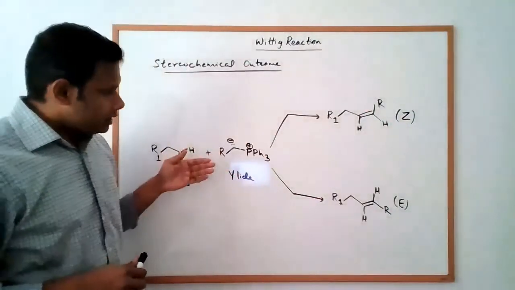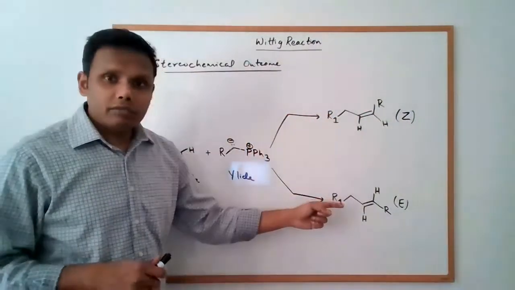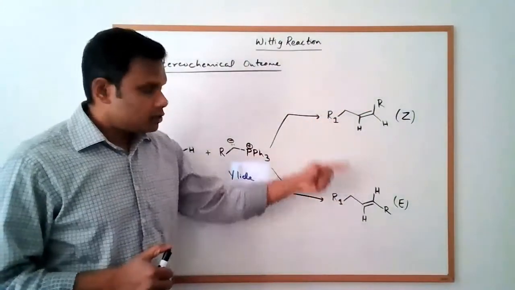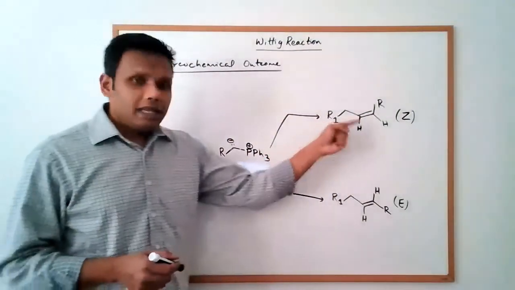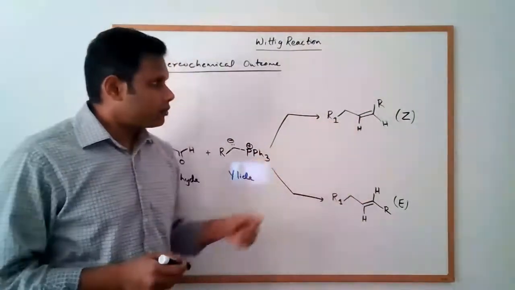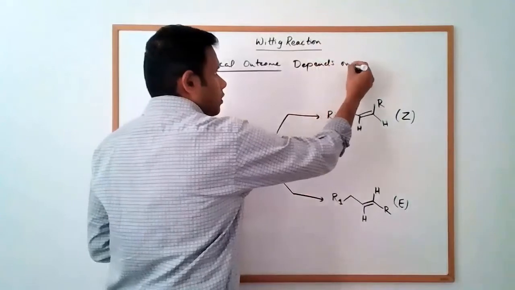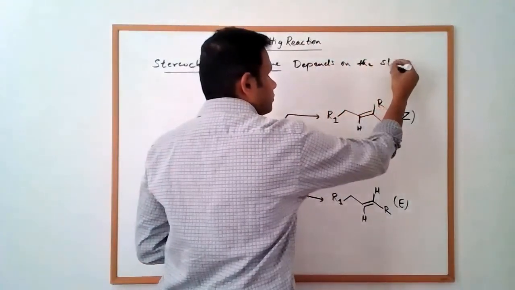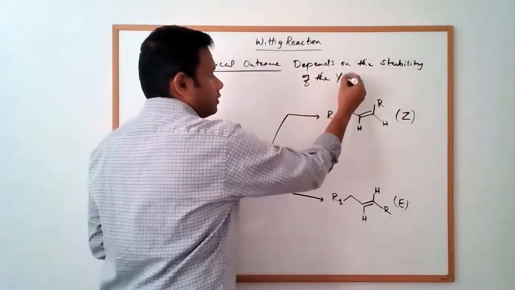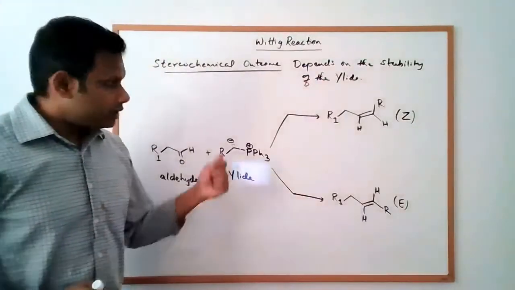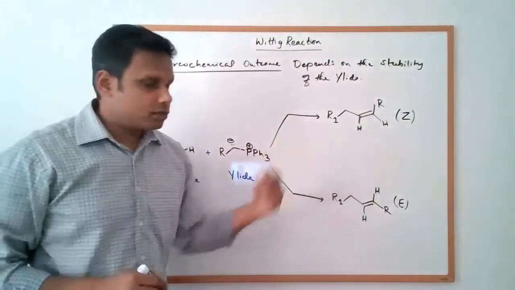Okay, so like I said, there are two possibilities for the alkene product. You can either make the Z stereoisomer or you can make the E stereoisomer. And these two stereoisomers are diastereomers of each other. Now it turns out the stereochemical outcome of the reaction really depends on the stability of the ylide. So the ylide actually decides which of these products would be formed, what would be the major product.